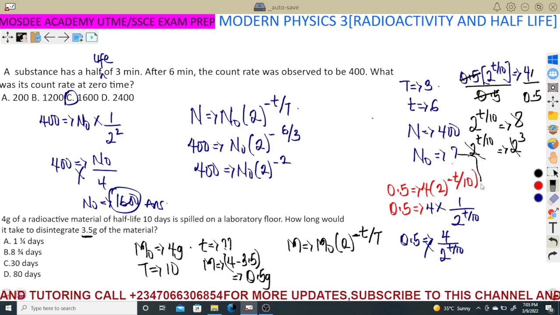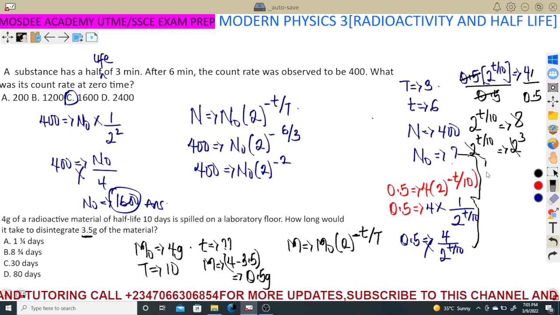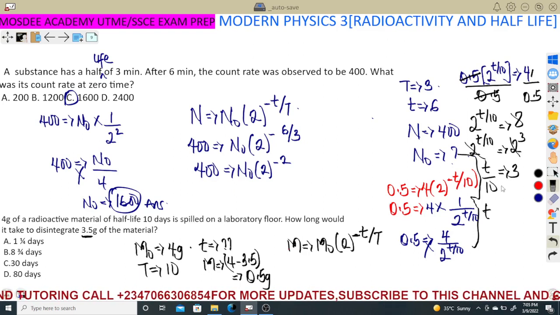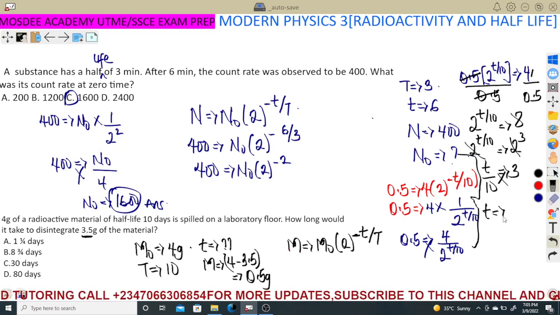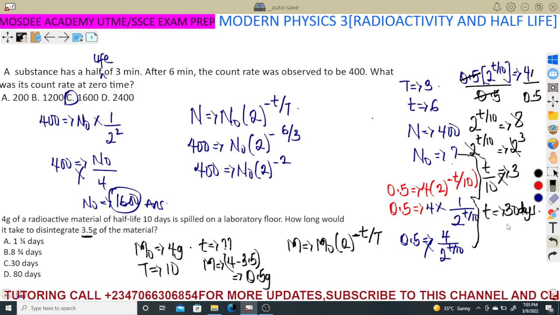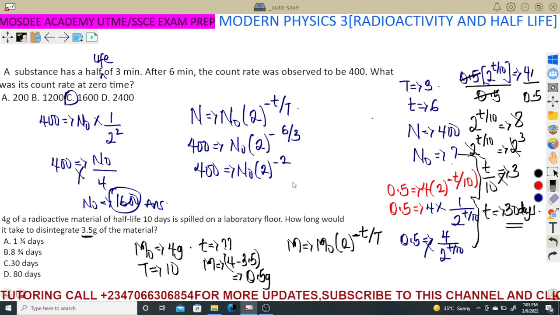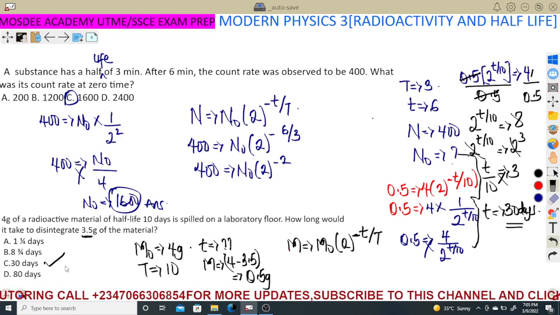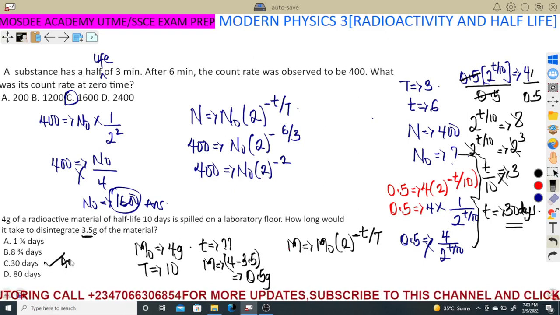So t over 10 is equal to 3. What is t? Cross multiply. t is 10 times 3. That is 30 days. And that will be the answer to the question. So guys, you can see how the formula is working, and I think it's better for you to add it to your formula note. So that's the answer to this question.